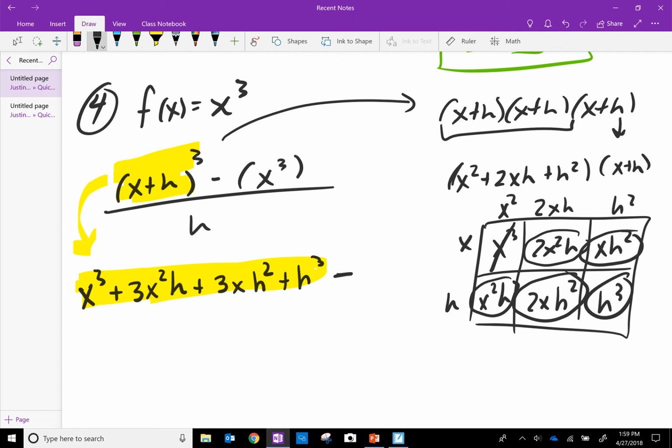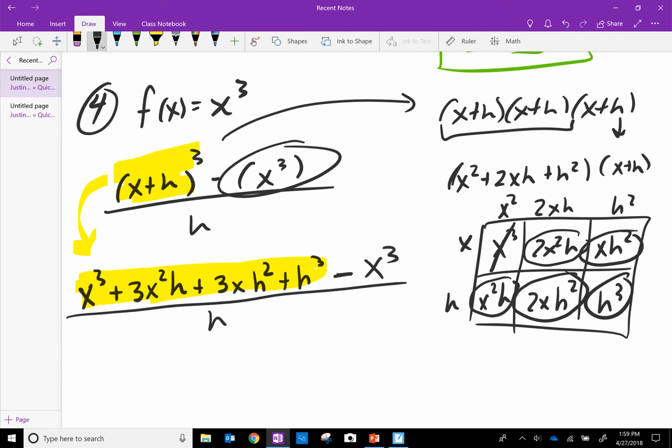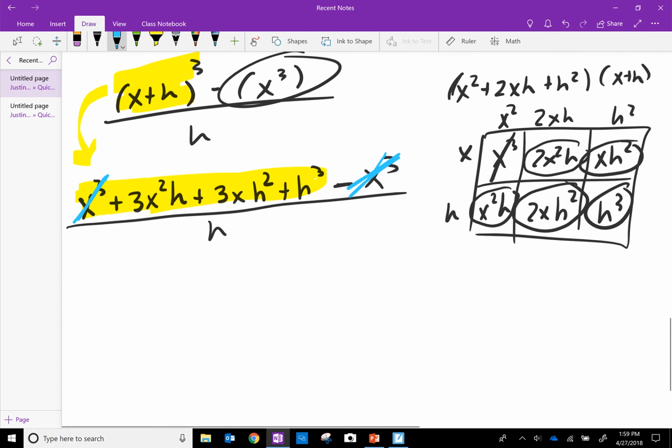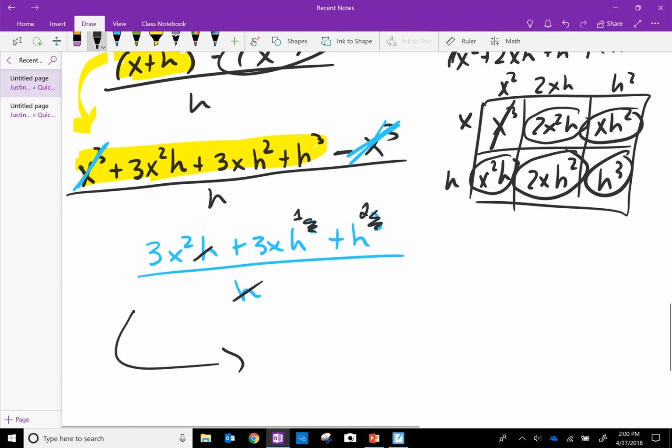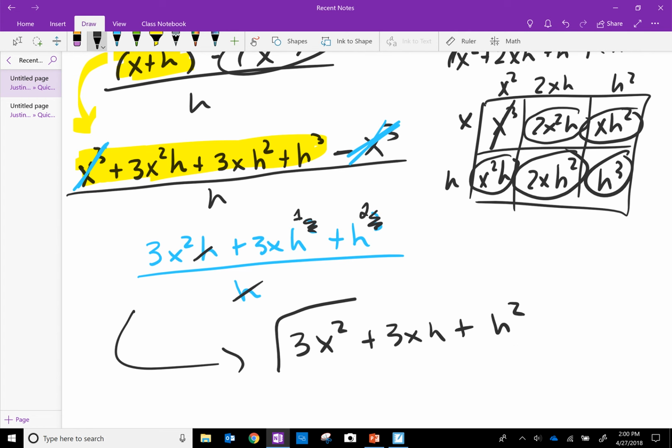Now I have to subtract off x cubed. So there's not going to be a whole lot that cancels out here. But x cubed cancels x cubed. So I'm left with 3x squared h plus 3xh squared plus h cubed all over h. And now the h on bottom, as it always does, will cancel out. One here, one out of these leaving me with a square, and one out of there leaving me with an exponent of 1. So therefore, the final answer, the difference quotient, is 3x squared plus 3xh plus h squared.